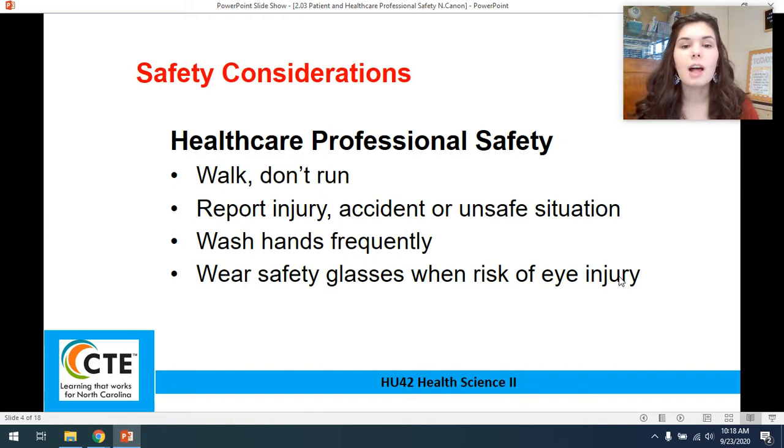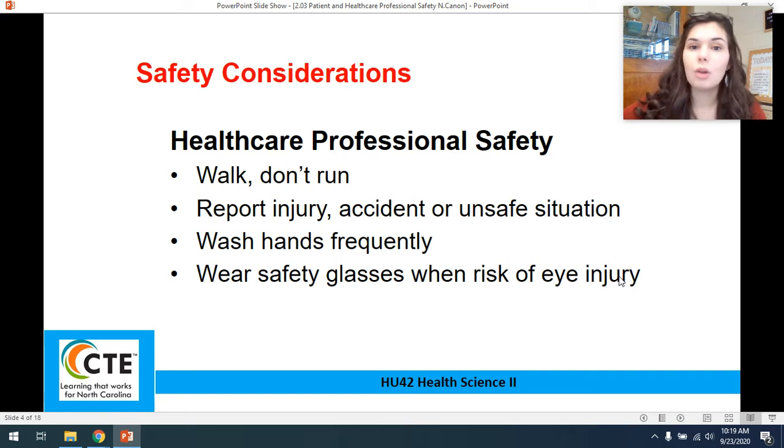And then wear safety glasses when you're at risk of an eye injury. We talked about PPE on Tuesday, and you learned how to put on your PPE, and you learned what types of situations would require different types of PPE. So just know that anytime there's a risk of splashes or spills or something that could hit you in the face or the eye, you need to be wearing your safety glasses to keep that safe.